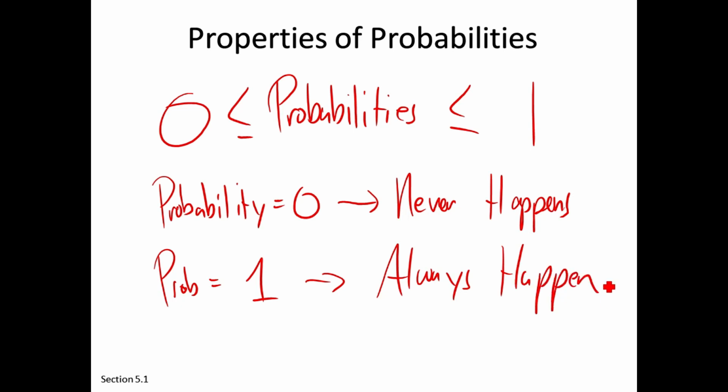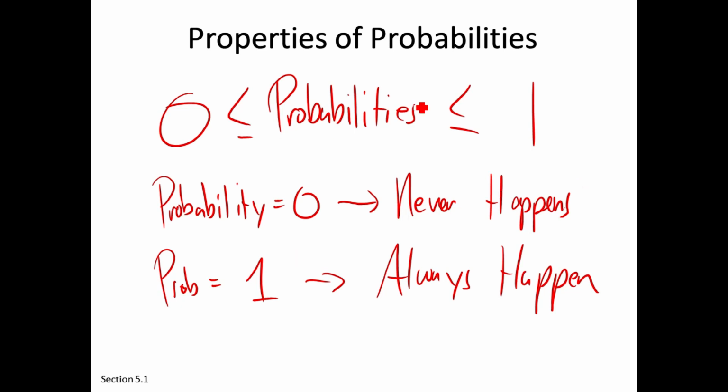Okay. So if you're trying to solve a problem and you end up with a probability that's greater than 1, that's a good indication that something went wrong. Or a negative probability, that also probably means something went wrong. Because nothing can happen less than 0% of the time and nothing can happen more than 100% of the time. It's just not possible. All right? So these are just something to keep in mind as you're working on your homework or on an exam.